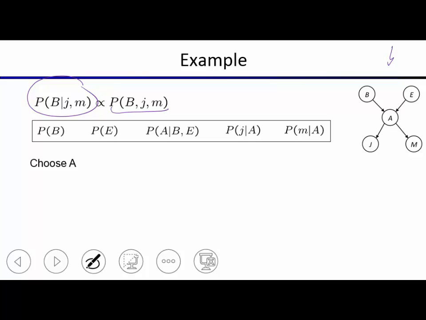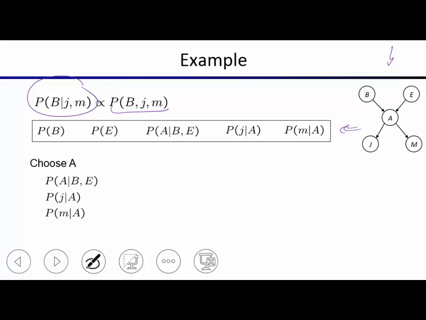Here are our original factors. I'm not writing out the full tables here, but this should be enough for you to know what part of the full table is present in each of these factors. So we choose A first. We haven't yet talked about why we would choose A first. We'll get to that a few slides later. But for now, we assume somebody tells us the ordering, and A was specified as the first one to pick.